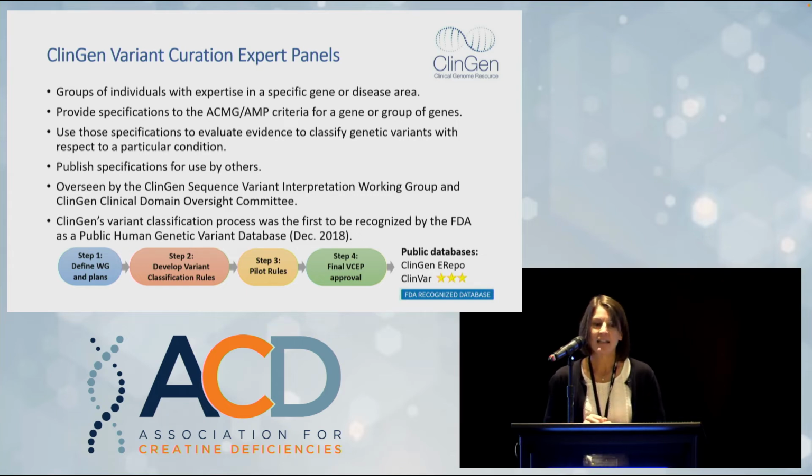So ClinGen is tackling this problem by assembling variant curation expert panels. So these are groups of individuals with expertise in specific genes and diseases. And I'm showing on the bottom of this slide the process that ClinGen has developed for these expert panels. So once the group has formed, they will go through each of the different ACMG criteria, decide which criteria are applicable to a gene, and if so, are there additional specifications that we can add.